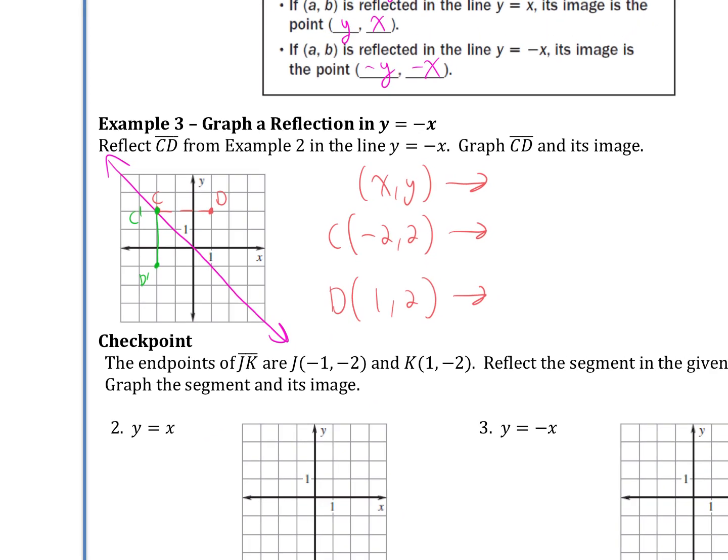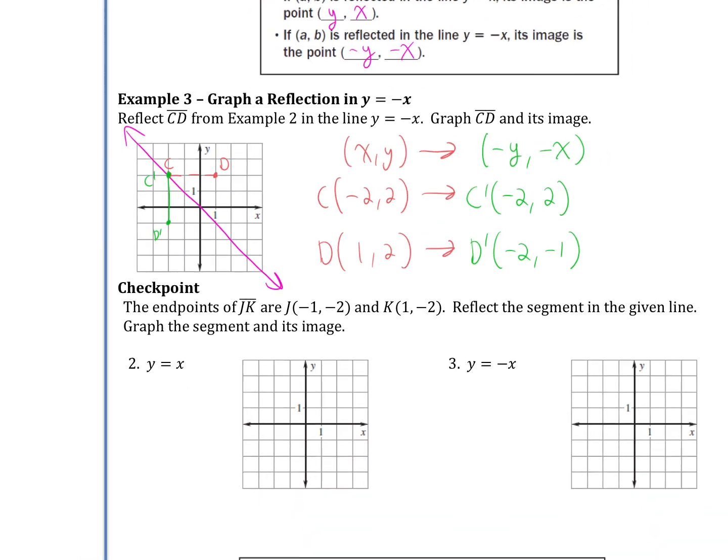Now let's see, what's the rule? Let's do the coordinate rules too. So you can do the graph if you're comfortable with it, or the reflection rules. And the reflection rule for this one is going to be the opposite of Y and the opposite of X. Let's just check and see if that works here, right? So we have C prime. The opposite of Y would be negative 2, and the opposite of X would be 2. So we get the same thing. Looks good. How about D prime? We have the opposite of 2 is negative 2, and the opposite of X is going to be negative 1. So we get negative 2, negative 1. Looks like those match up with our coordinates, so we did well.